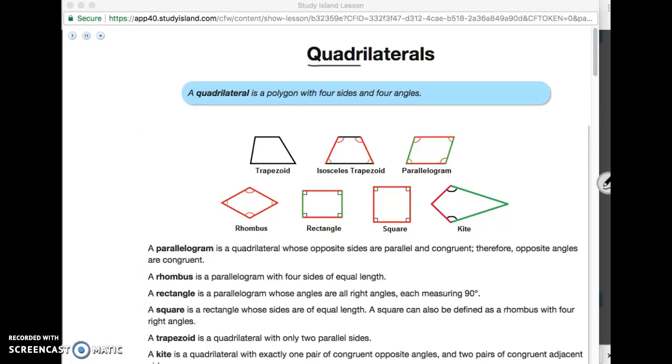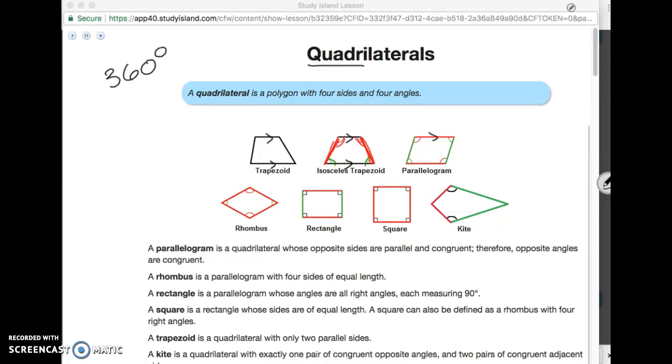Quadrilaterals. Again, quad means four sides. Some things that we want to for sure know is every quadrilateral has 360 degrees in it. And take a minute to review all of the shapes. Trapezoid has one pair of parallel sides. An isosceles trapezoid has a pair of parallel sides and then two legs that are congruent. And remember what they're marking here, the base angles are always congruent, whether they're the bottom base or the top base angles.